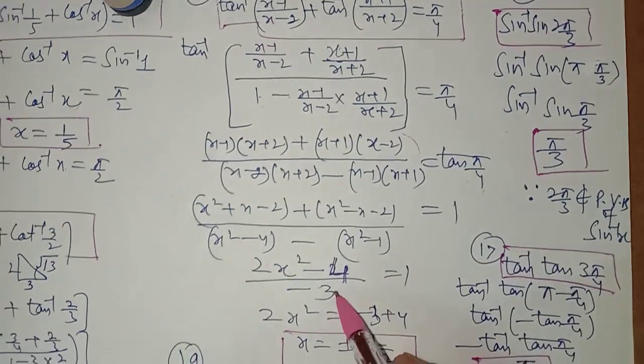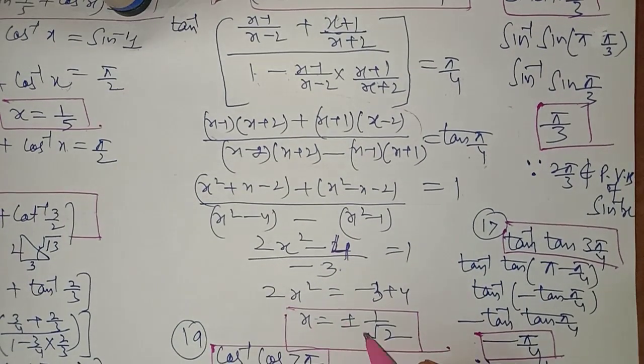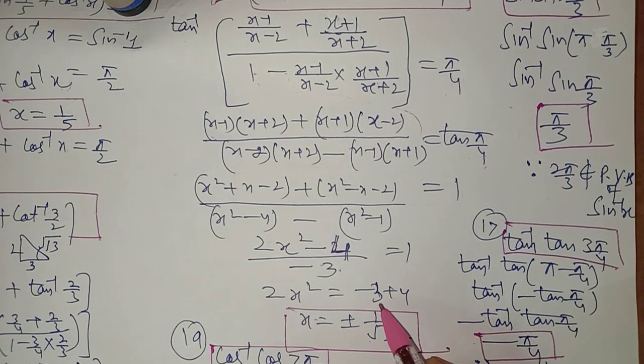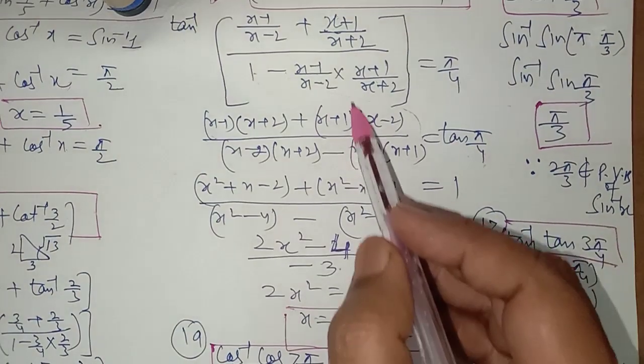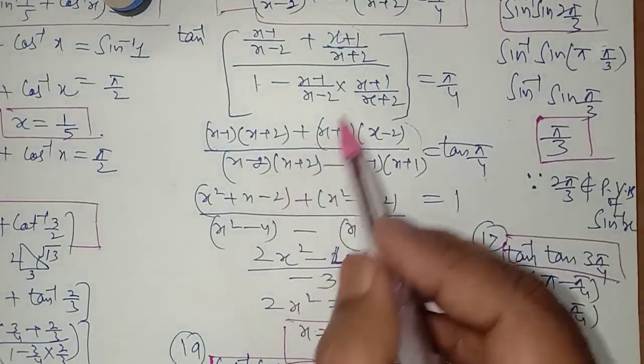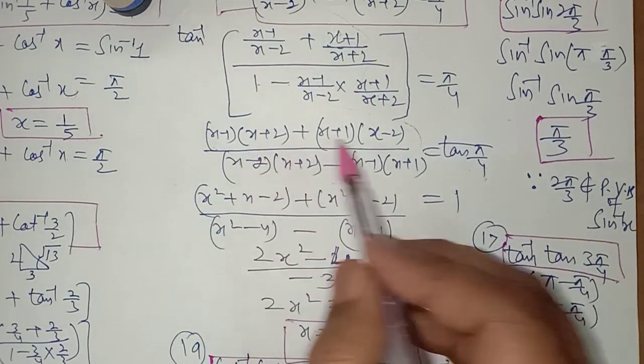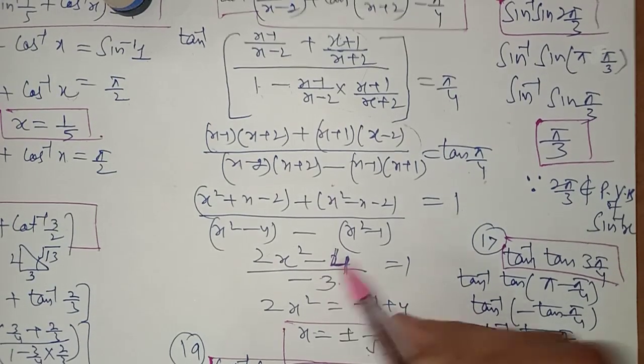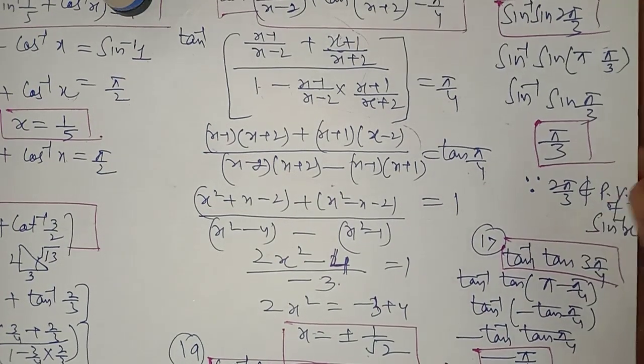Simplify this expression. You will get a quadratic equation, and solve this quadratic equation, which will give x is equal to plus minus 1 upon root 3. Simplify this bracket. The maximum terms will be cancelled out. Open this bracket. You will get a quadratic equation and solve to get the value of x.